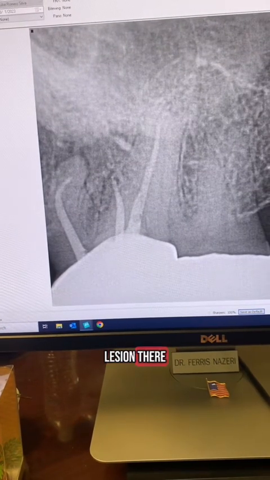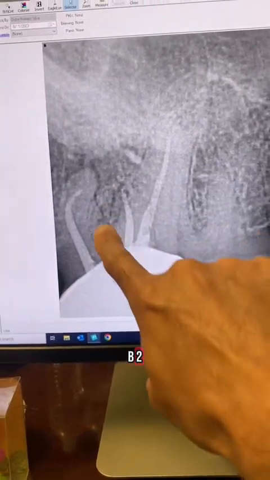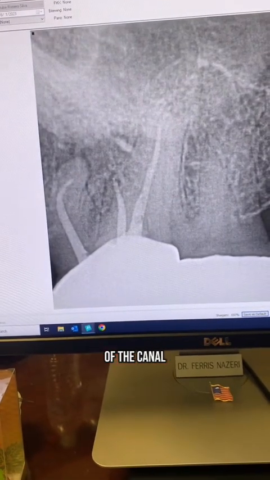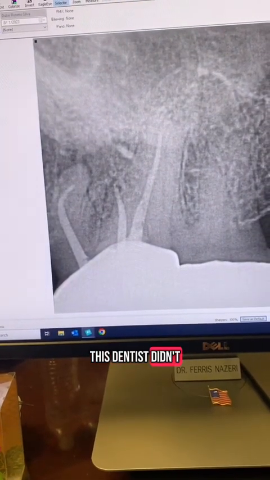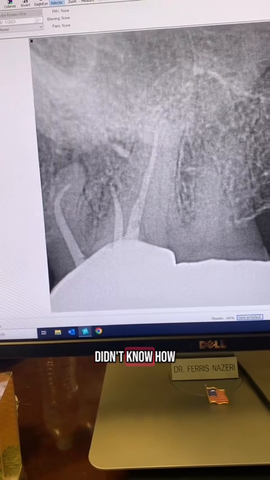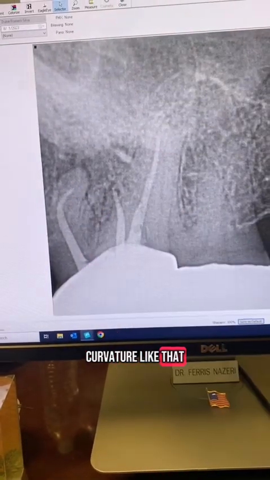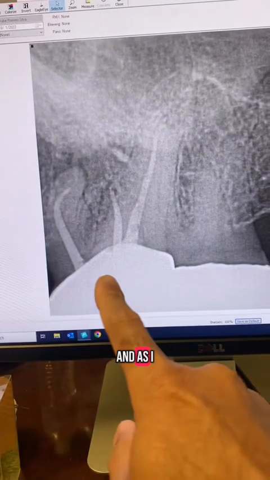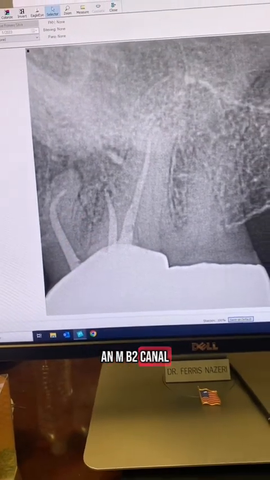that apical lesion there. So missed MB2, and because of the 90-degree curvature of the canal, I can tell this dentist didn't have much experience, didn't know how to handle a curvature like that, so decided to instrument and fill short, and as I said, also missed an MB2 canal.